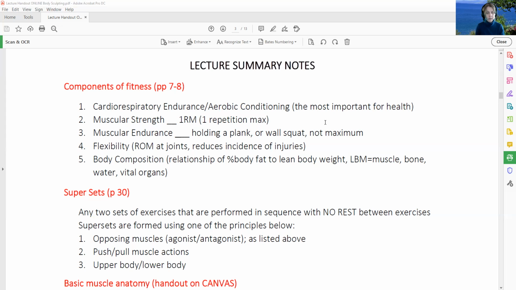The third one, the endurance, is a little different. So when you look at the strength type of exercise or a workout, we're talking about just lifting a heavy weight once, as heavy as possible, which is going to be your maximum, which is also called 1 RM, or 1 repetition max. That's the indicator of muscular strength.